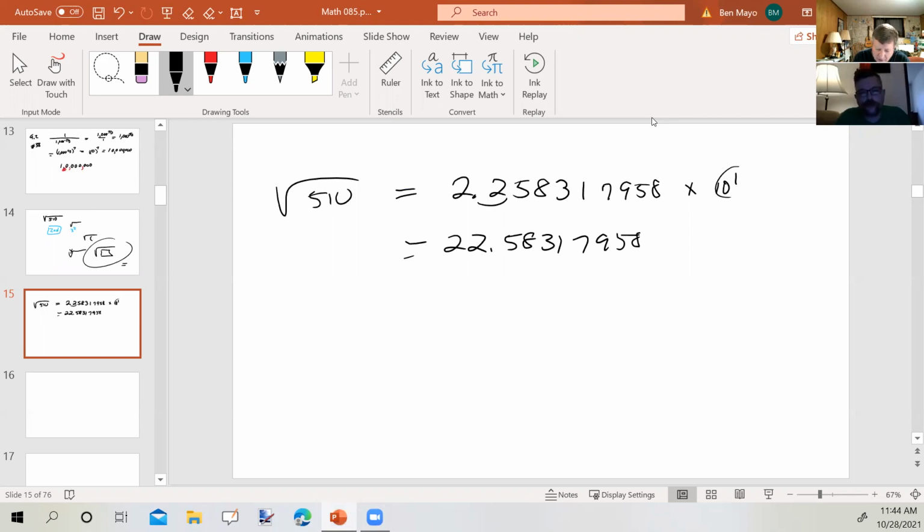Right. Okay. And it said to 4 decimal places. Yes. So that would be here. The 7 would round up. So 22.5832.